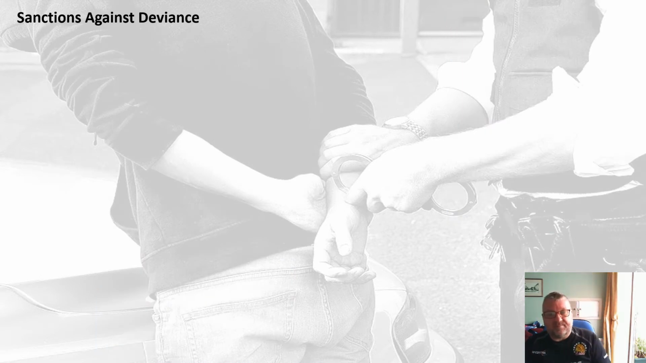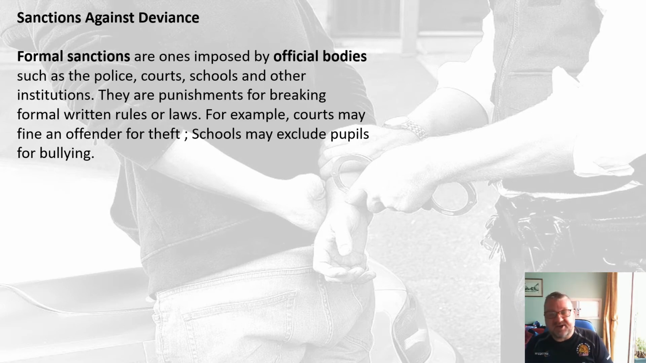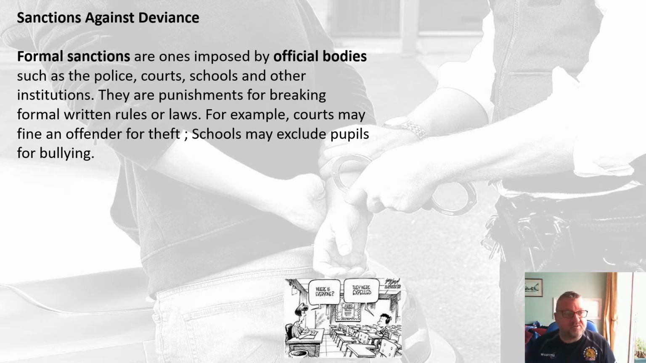It's important for the exam to know what sanctions can be imposed by society for deviant behaviour. These sanctions will depend on the behaviour that's being exhibited. The first sanctions you need to be aware of, again, make sure you use technical vocabulary, are formal sanctions. Formal sanctions are ones that are imposed by official bodies, so the police, courts, school rules, other institutions. They're punishments for breaking those formal written rules or laws. For example, courts could fine an offender for theft. Schools may exclude students for bullying. All of those are formal sanctions.